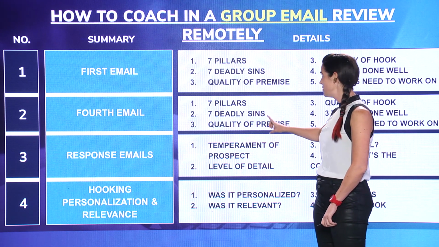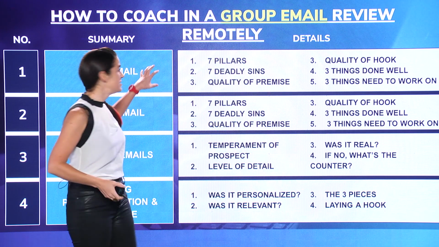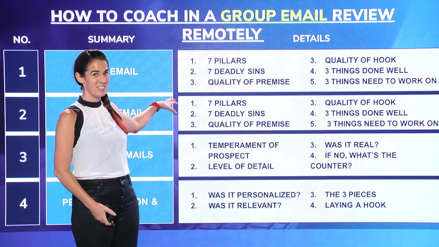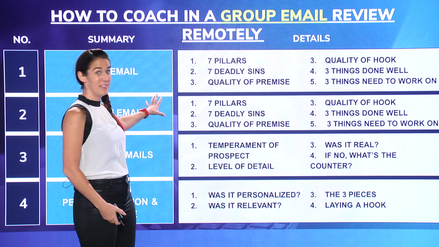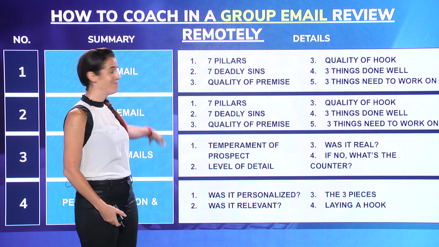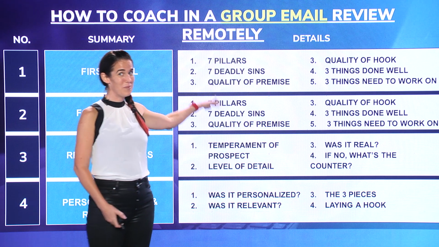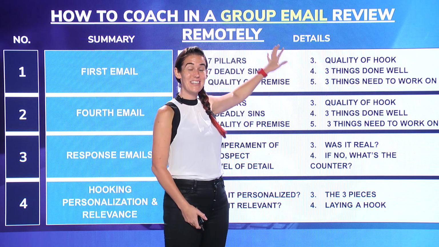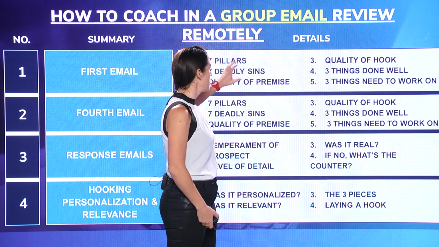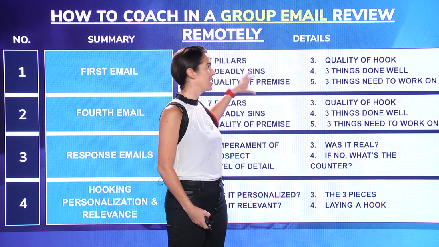I pick a first email and I measure them against the seven pillars of attractive messaging. How well did they hit them? What was their ranking and why? Seven deadly sins: did they do stuff that they shouldn't? The quality of the premise that they picked, hopefully it's in bucket one, two, or three. The quality of the hook: did they hook personalization to relevance and how well did they do that? And three things that they did well and three things that they need to work on.